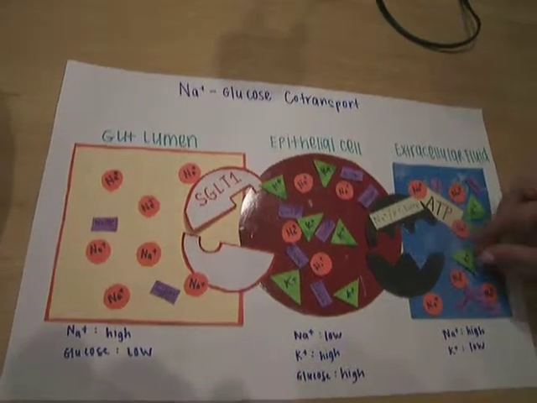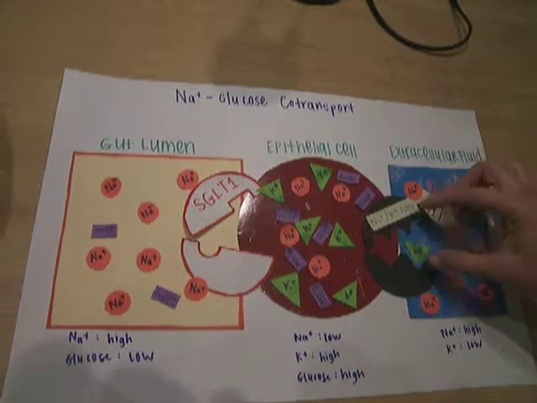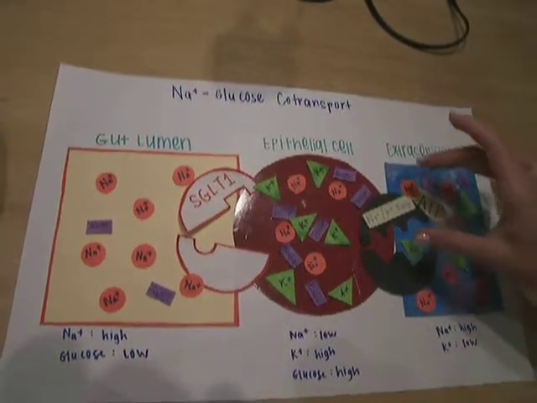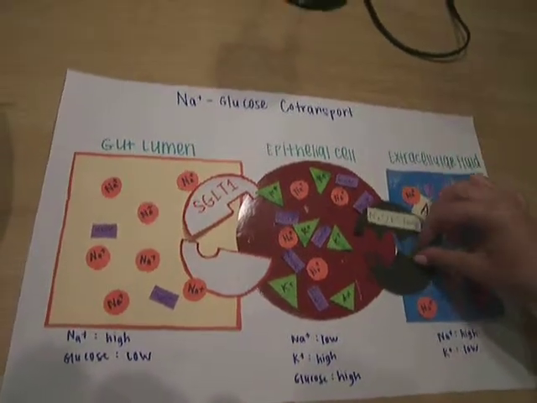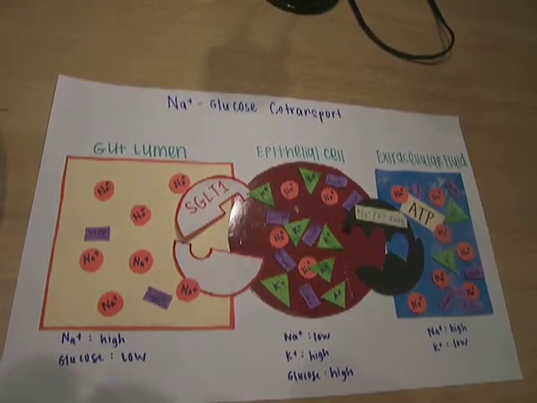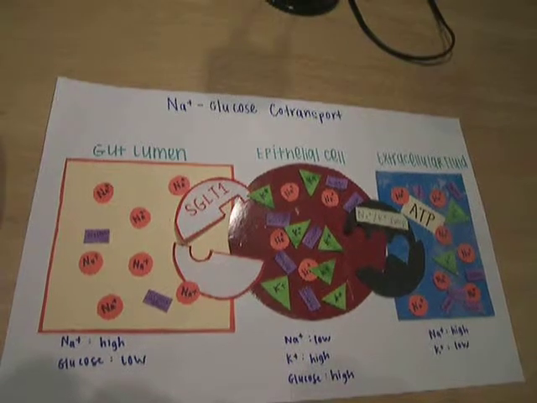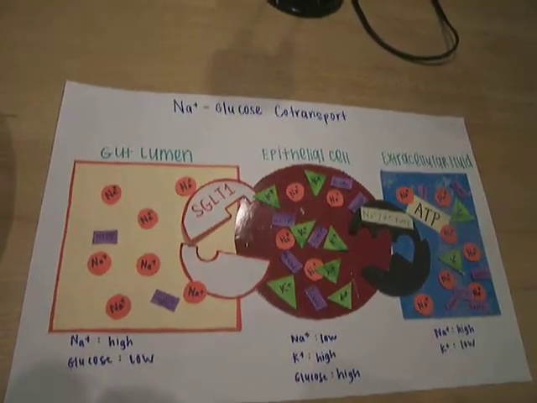The new shape has a higher affinity for potassium. 2 potassiums bind to the sodium-potassium pump, and this triggers the release of a phosphate group, which changes the shape and allows potassium to go into the epithelial cell. This cycle repeats continuously. The ATP of the sodium-potassium pump indirectly provides energy for the cotransport.